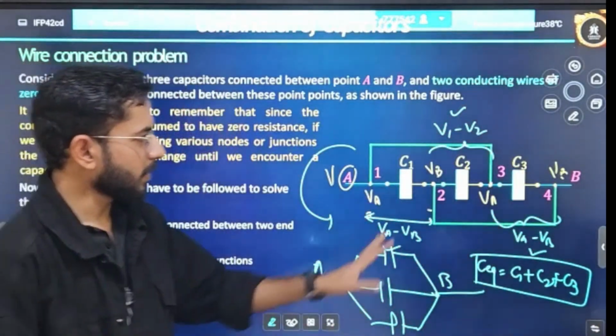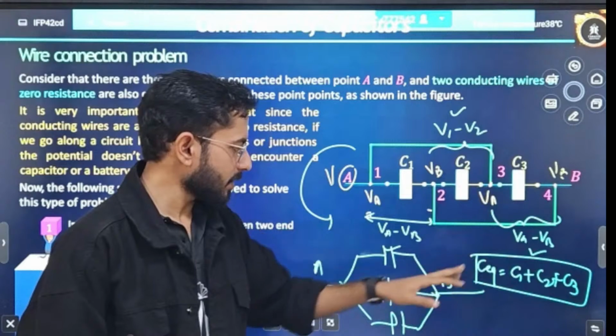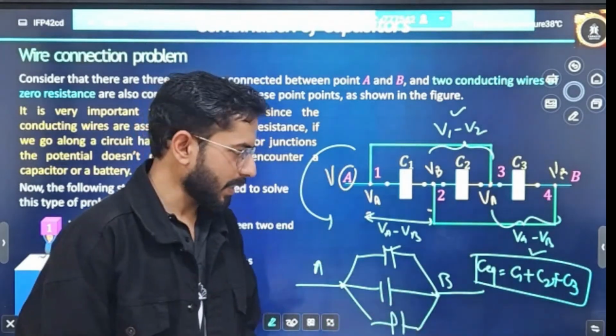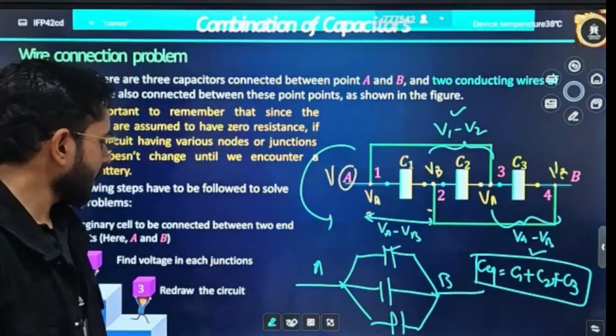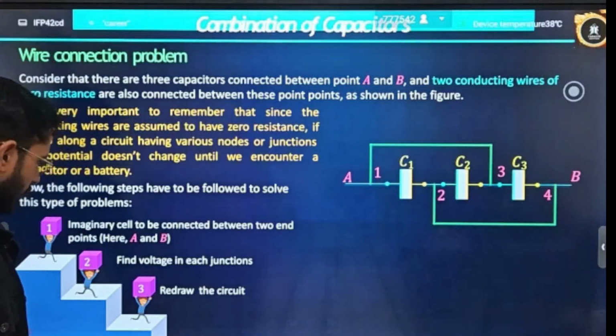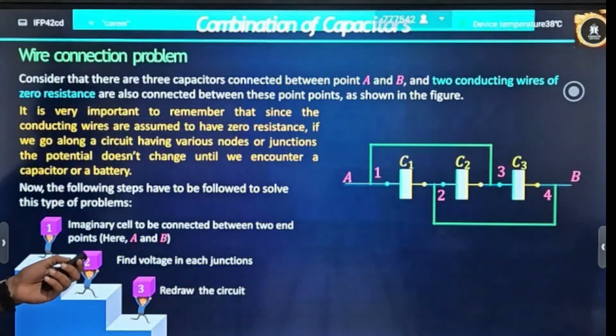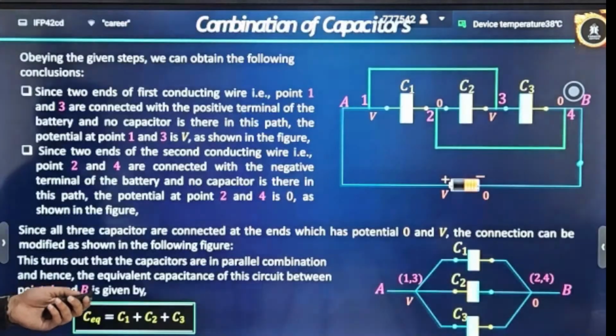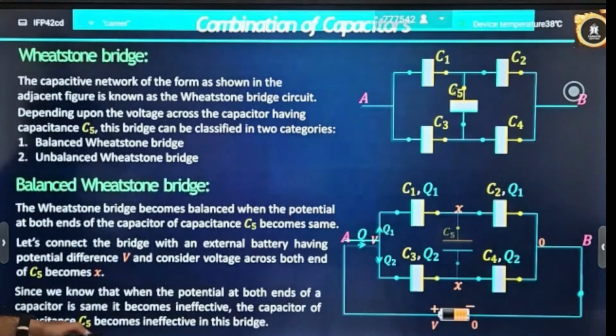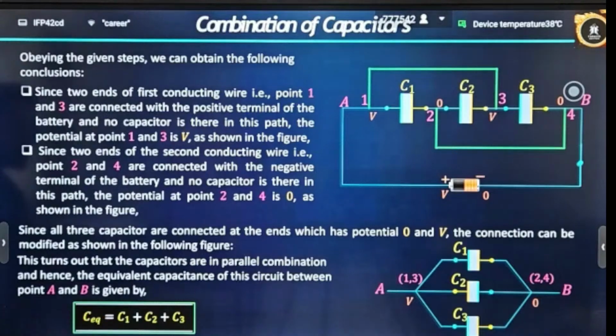So we have manipulated this complete circuit that was given into a simple circuit of parallel combination, and this is the concept of these wire connection problems. Now again, there will be a lot of varieties. It depends on the practice, how much practice you are doing. Finally, C equivalent will come equal to C1 plus C2 plus C3.